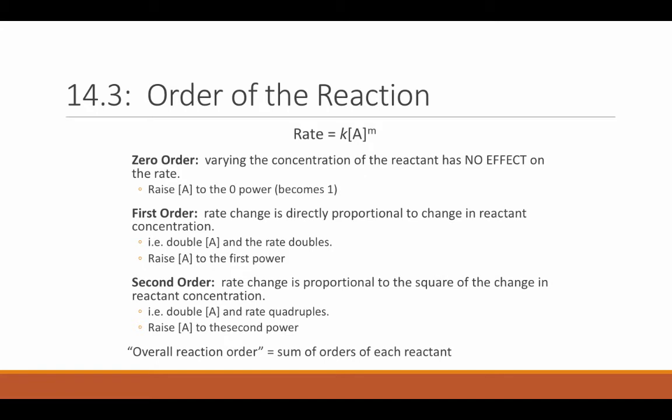Occasionally, you might be asked to consider the overall reaction order. This is the sum of the orders for each reactant. Since this rate law only contains one reactant, it would simply be the value of M. But if there was another reactant, say B, as in the previous rate laws we looked at, you would add the order of A and the order of B to give the overall order of the reaction.